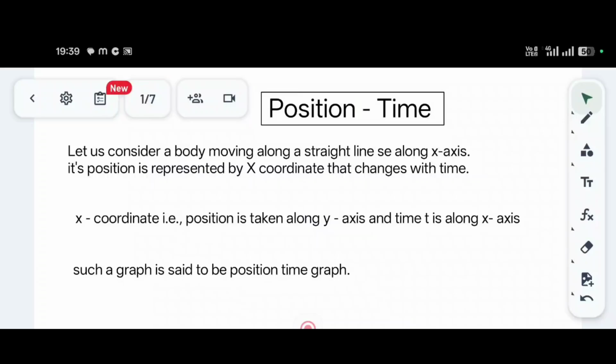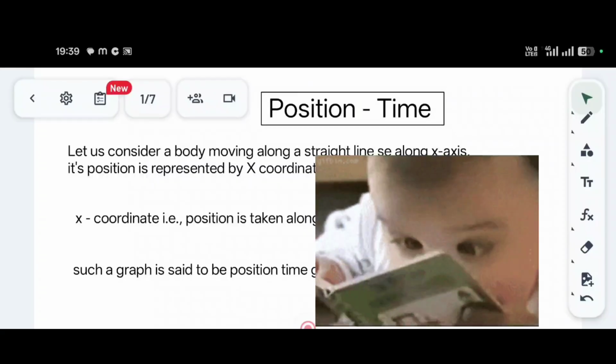So let us start with the second chapter, where we are going to see graphical representations, a very important topic in motion in a straight line. Let us begin. Here we are talking about the position time graph. Let us consider a body moving along a straight line.